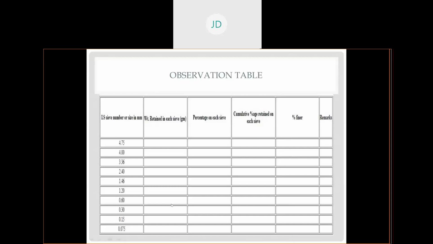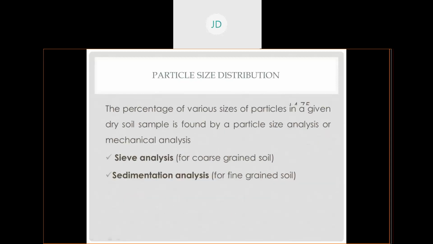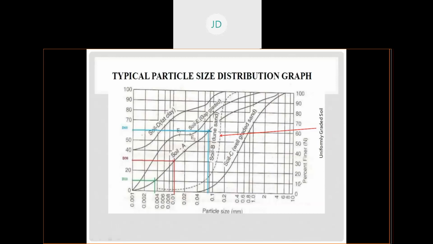After getting this column, you need to plot this curve. We already discussed this curve, right? See, percentage finer in the y direction and particle size in the x direction. Here you have to put the sieve points. That means the sieves you have used, say 4.75, the first sieve, will be somewhere here. On 4.75, what is the percentage finer? Suppose here, this point. You have to put all these points one by one, then join all these points by free hand, and automatically one curve will appear. This curve represents the particle size distribution curve. Got it?